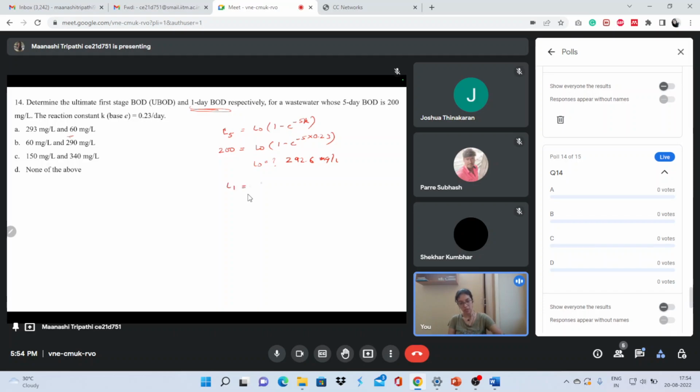L1 is equal to 293 times 1 minus e raised to the power minus 1 into 0.23. So e raised to the power minus 0.23, 1 minus that. Yes, L1 I am getting as 60 mg per liter. Okay, we'll see the answer. Yes, this is the correct answer.